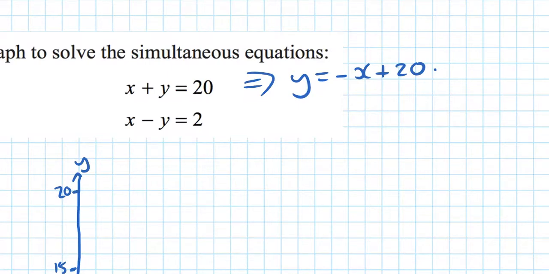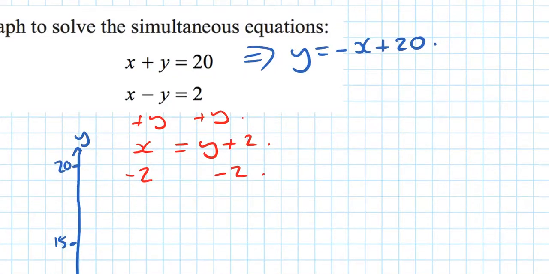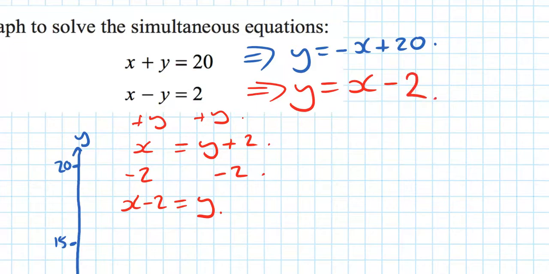The second one's a little more tricky. So what I'm going to do is add y to both sides first. This is going to give me x equals y plus 2. Now, after that, I'm going to take 2 from both sides to isolate the y on its own. So I'm going to end up here with x minus 2 equals y. And from there, I can swap that round, and I've got my second equation, y equals x minus 2.